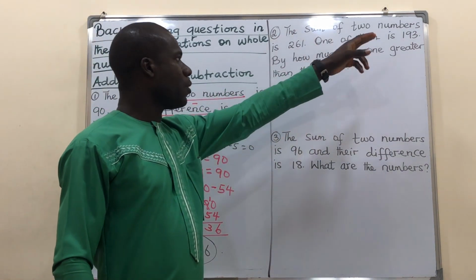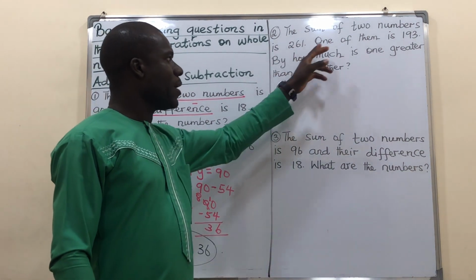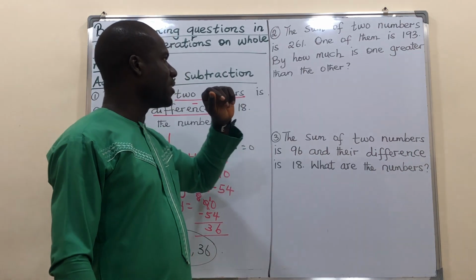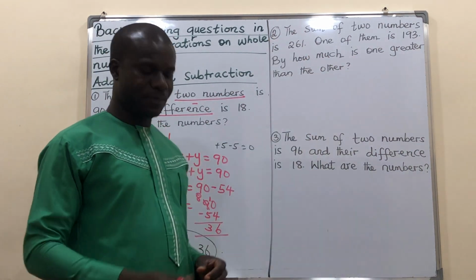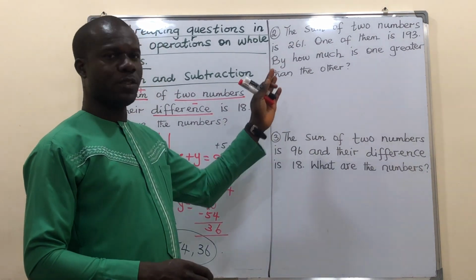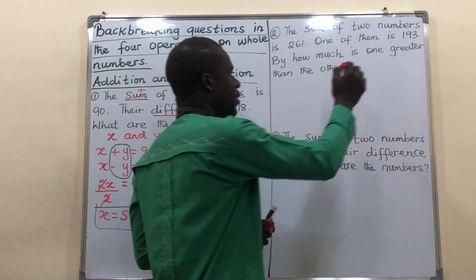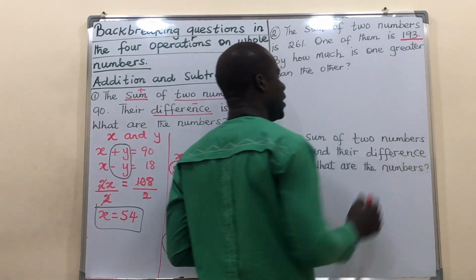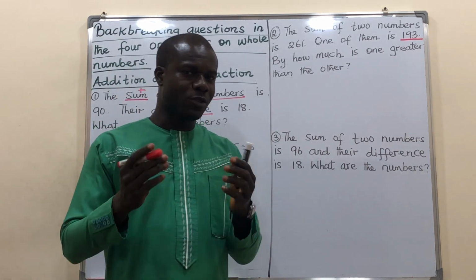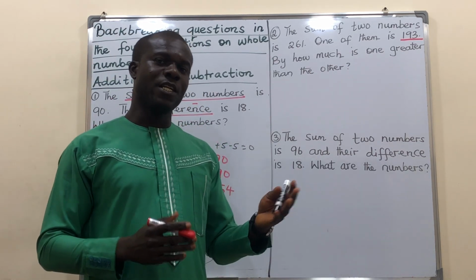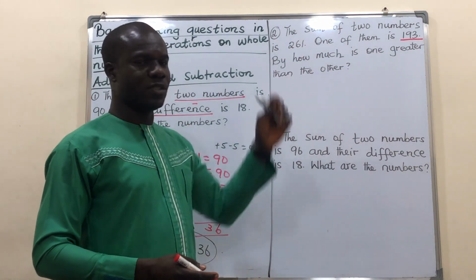The sum of two numbers is 261. One of them is 193. By how much is one greater than the other? The difference between question 2 and what we did in question 1 is that one of the numbers has been given as 193. So, the first thing we need to do is to think of how to get the other number that wasn't given. Remember, the sum of both of them gives us 261.